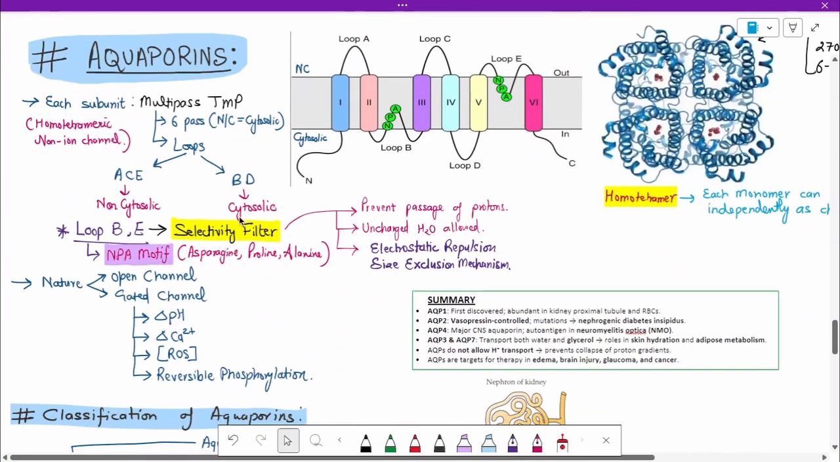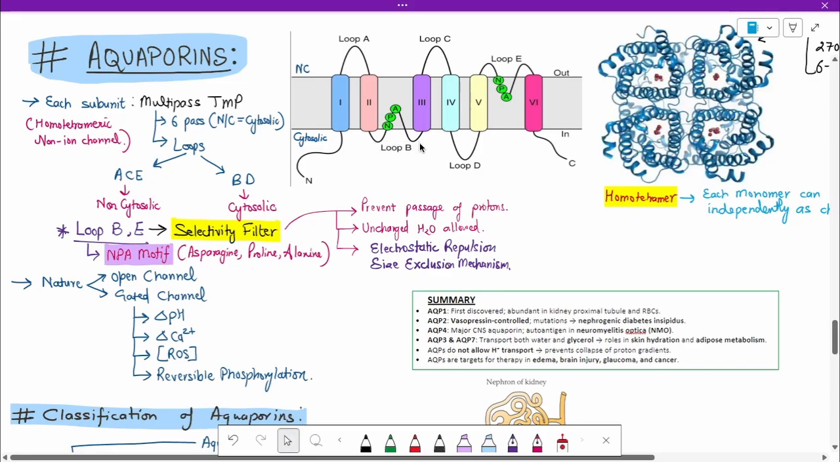Aquaporins are multipass transmembrane proteins, as you can see. These are 6-pass transmembrane proteins: 1, 2, 3, 4, 5 and 6. If it is even pass, the N terminus and C terminus have to be on one side, and here the N terminus and C terminus both are on the cytoplasmic side. You can see there are different loops: loop A, loop B, C, D, E. Loop B is between span 2 and span 3, and loop E is between span 5 and 6.